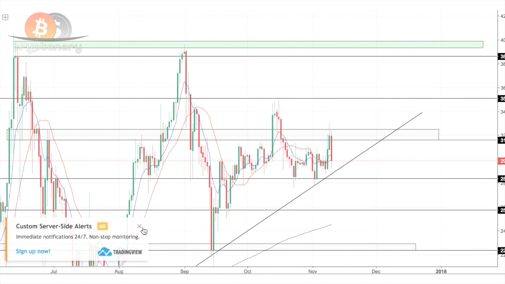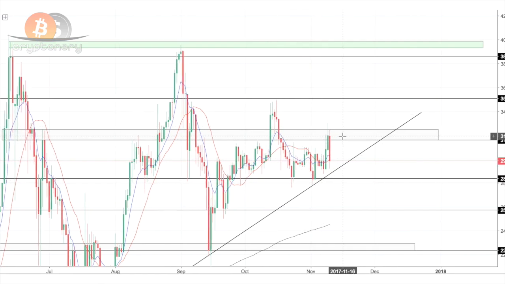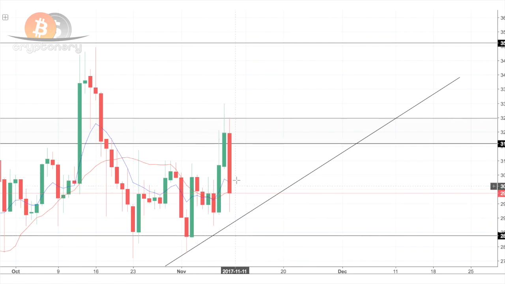Now what we need to look for is we've tested from the Fibonacci, we've pulled back from resistance, however we've created a higher low, 1, 2, 3. The MAs have in fact crossed over to the upside once again.